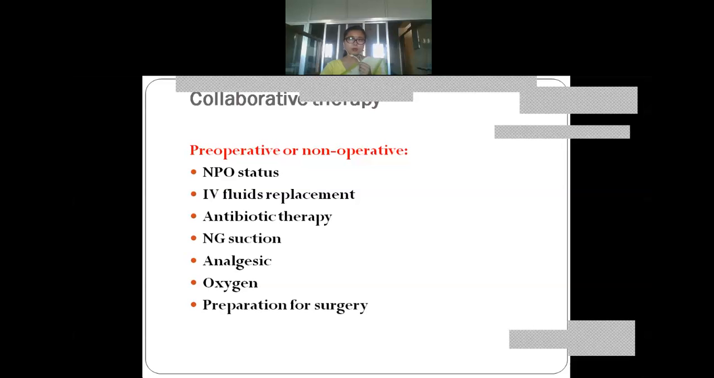And oxygen, as you all know, we can give by different methods like the nasal prong or oxygen mask, and by different methods we can give, and prepare the patient for surgery.